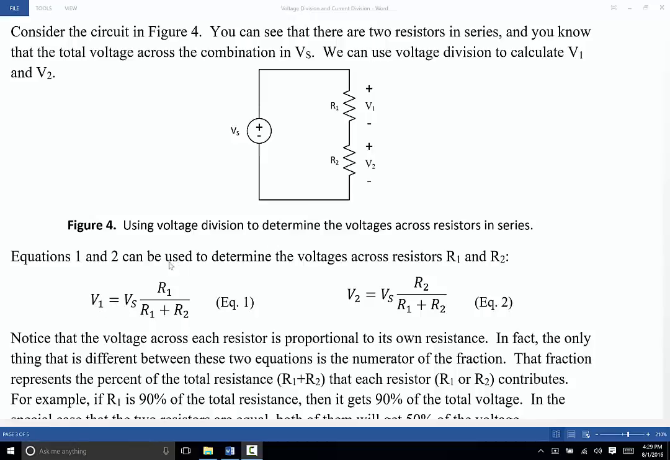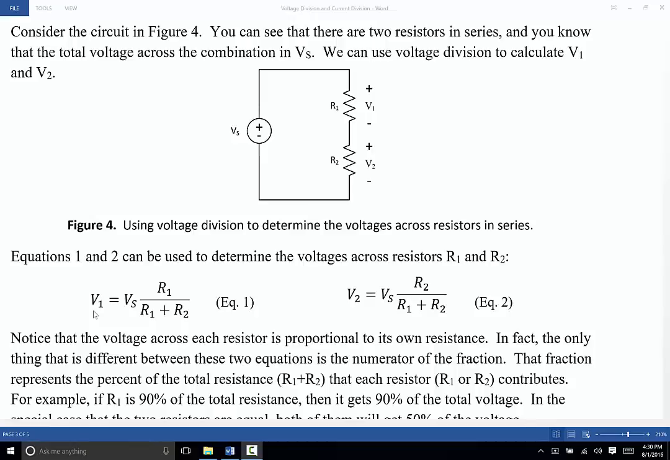So another way of seeing what this fraction is: this fraction represents what percentage of the total combination of these two resistors is contained within R1. That's the same percentage of the total voltage that will be assigned to that same resistor. And so if you say, oh, R1, that's 75% of the total resistance, then it's going to get 75% of the total voltage. If R1 is 10% of the total resistance, then it'll get 10% of the total voltage.